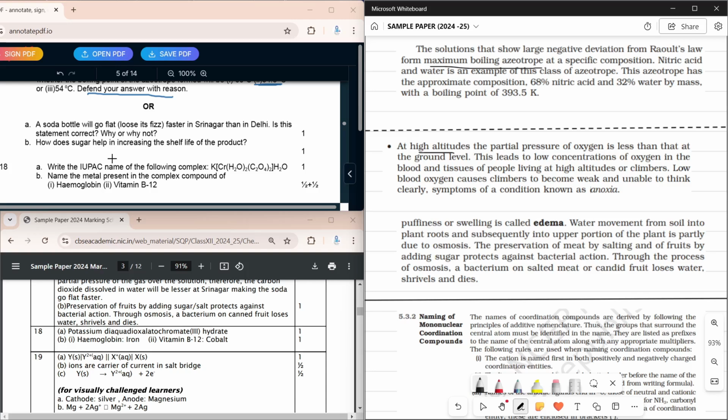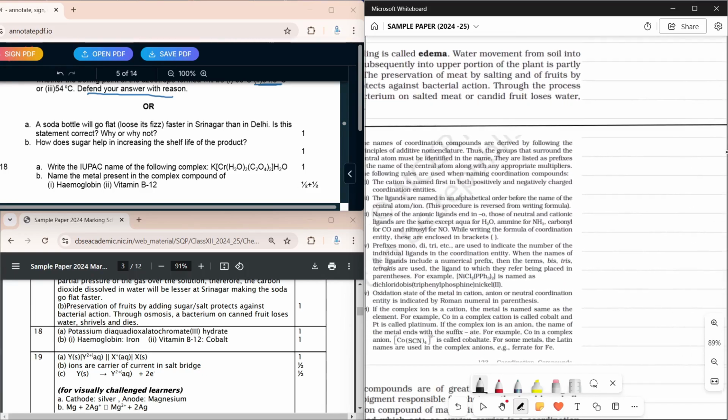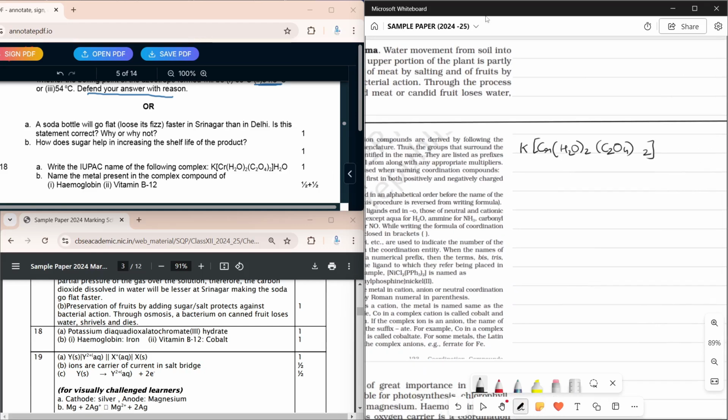Question number 18. Write the IUPAC name of the following complex. Okay, I shouldn't even have bothered reading it. What we're going to do is, so this is obviously from the chapter Coordination Chemistry. And let's first write down our question. So K, potassium, Cr, H2O twice, right? And then you have C2O4 twice. I guess I can scroll to the side. And then you have H2O. Right, so this is the question.